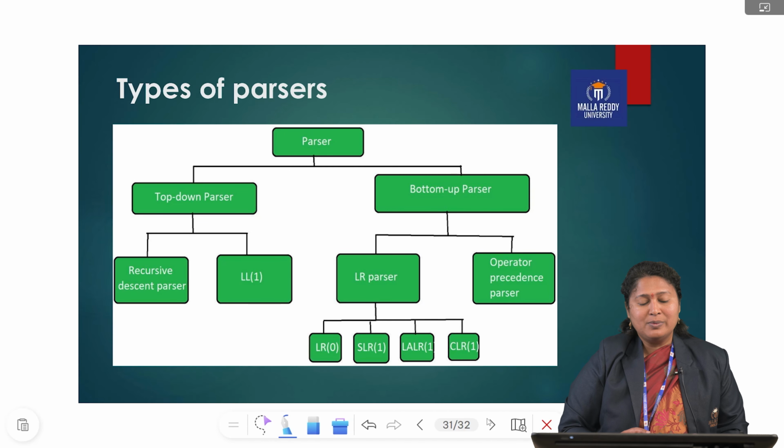So these are the types of parsers. Parsers are of two types, top down parser and bottom up parser. The top down parser, again, we can achieve using recursive descent parser and LL1 parser. And bottom up parser is of two types, LR parser and operator precedence parser. The LR parser again has LR, SLR, LALR, and CLR.